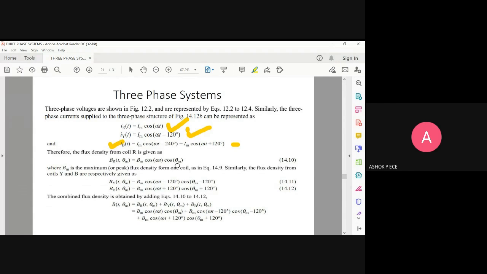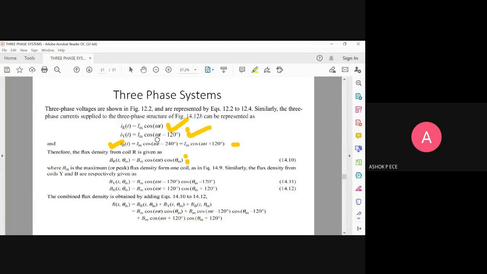Now we are going to find the flux densities BR, BY, and BB. So BR will be the same thing only. Additionally, you will get a cos theta m term. So BR of t comma theta m will be the same as the IR term, Bm cos omega t cos theta m. And this cos theta m is coming because of rotation.